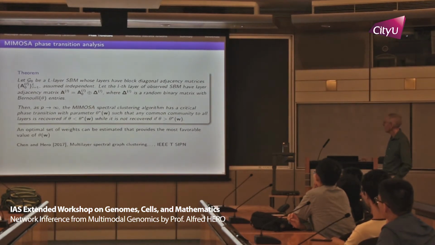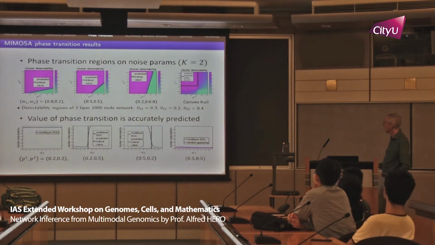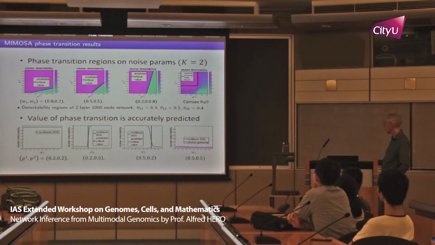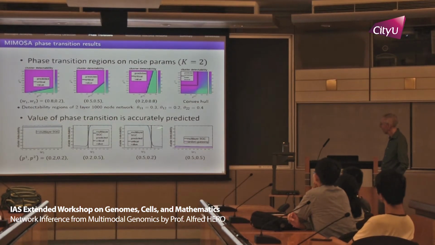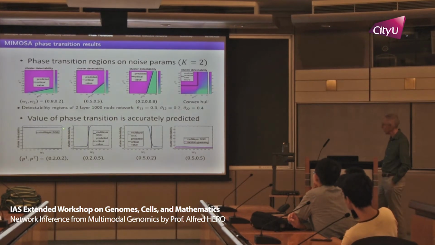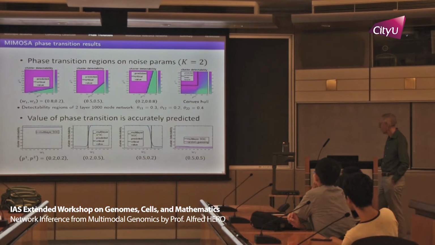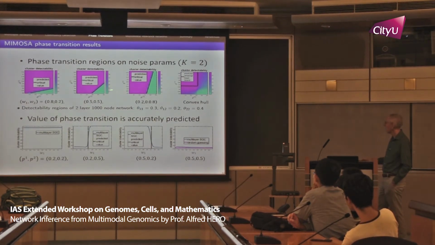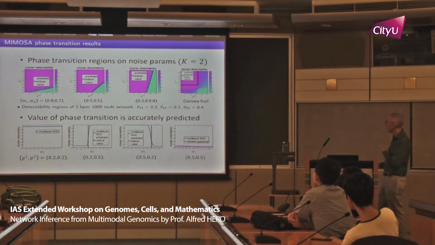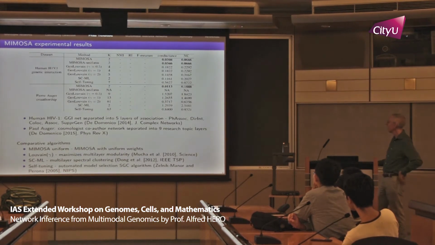This just shows the phase transition analysis. I'm not going to mention that. This is a picture of the phase transition analysis and how it accurately predicts, even in a finite number of samples, the actual behavior of a multi-layer convexification. I'm not going to discuss that.